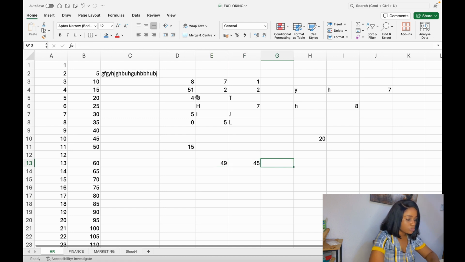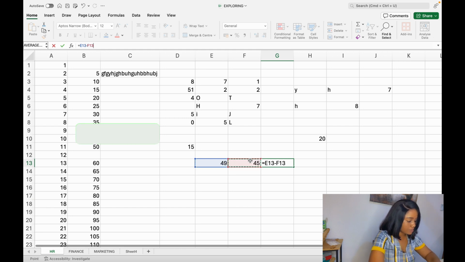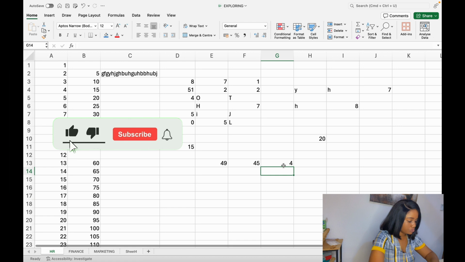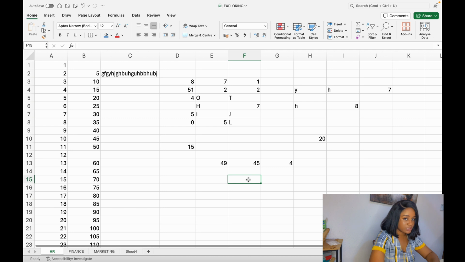So as usual, I go to my formula box, equal to sign, pick up my cells E13 minus F13, enter, and we have 4, which is true because 49 minus 45 is 4. Okay, so that's it on subtraction. Now let's proceed to multiplication.